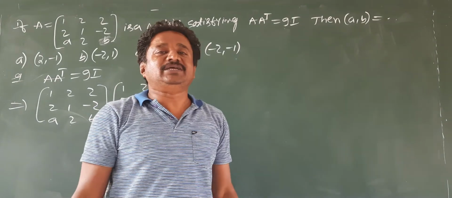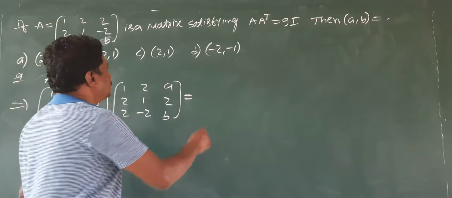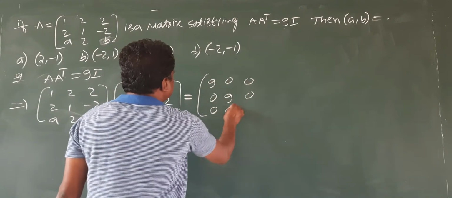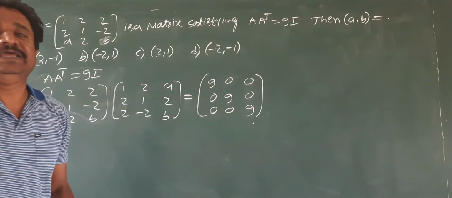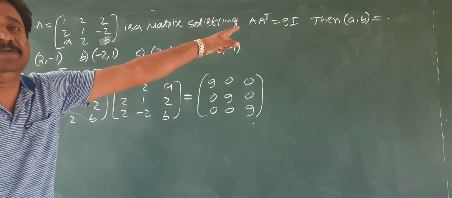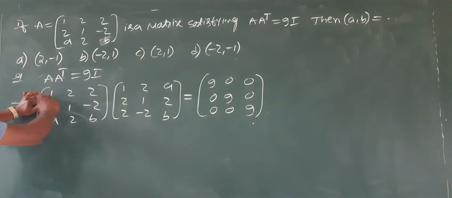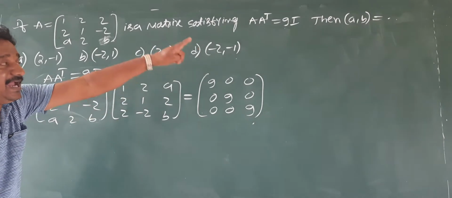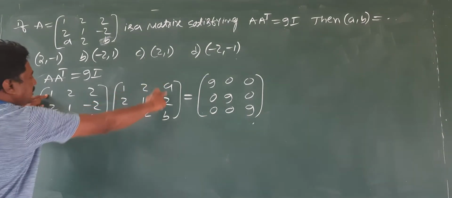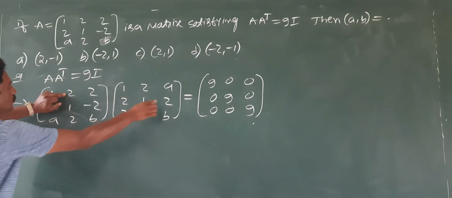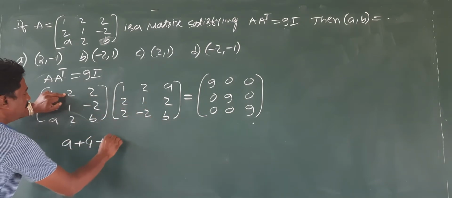9 into the identity matrix, multiply the identity matrix by 9. So it is 9 0 0, 0 9 0, 0 0 9. Carefully multiply. No need to multiply all the terms. Just multiply the required row and column in order to get the a and b values. First row, first column is not required because it does not contain a and b. I go for first row, third column: 1 into a plus 2 twos are 4 plus 2 into b, 2b.